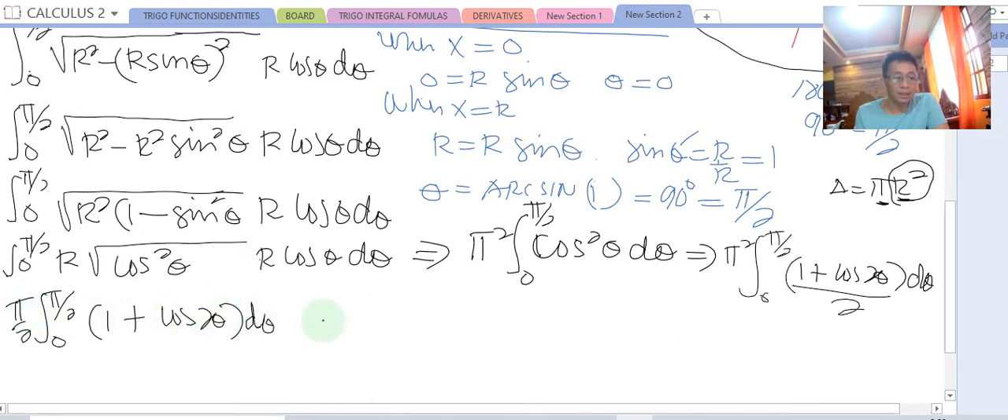So, separate natin kung gusto natin. Ito na ngayon siya. This is pi over 2, integral from 0 to pi over 2 of d theta. Okay, plus, of course, yung pi over 2 magmumultiply din dito, pi over 2.